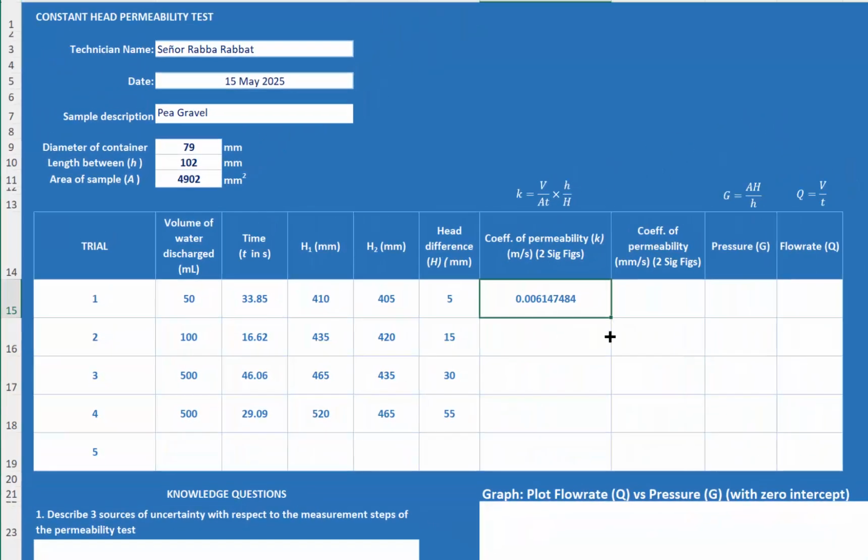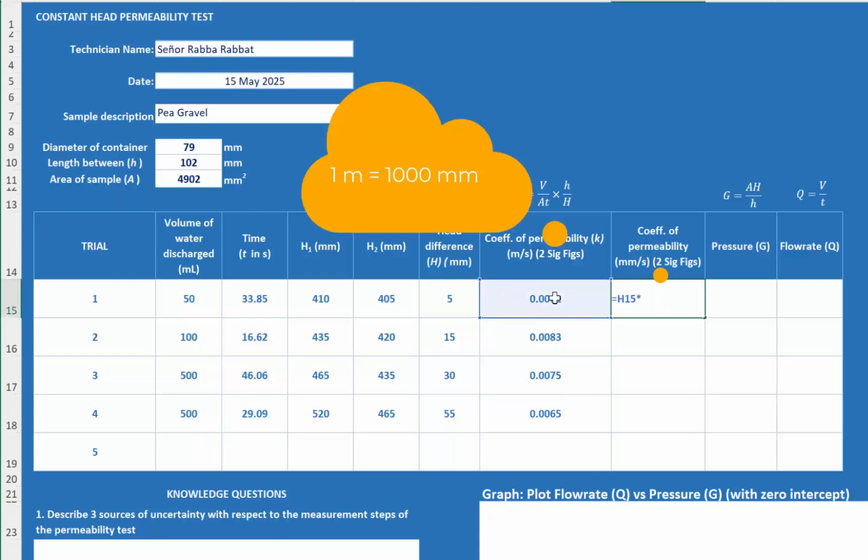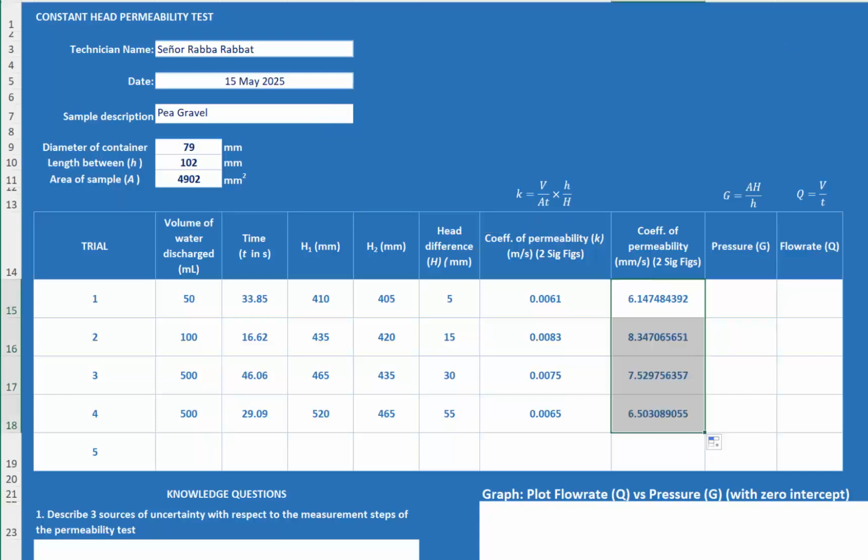I can now autofill down. And I'll reduce these values to 2 significant figures as requested. Now I can convert the coefficient of permeability from meters per second into millimeters per second. Involves multiplying by 1,000, and we'll have 2 significant figures here.